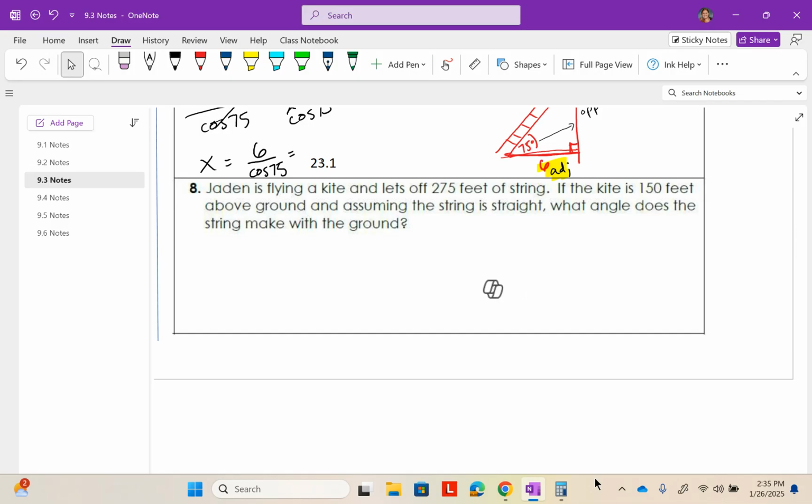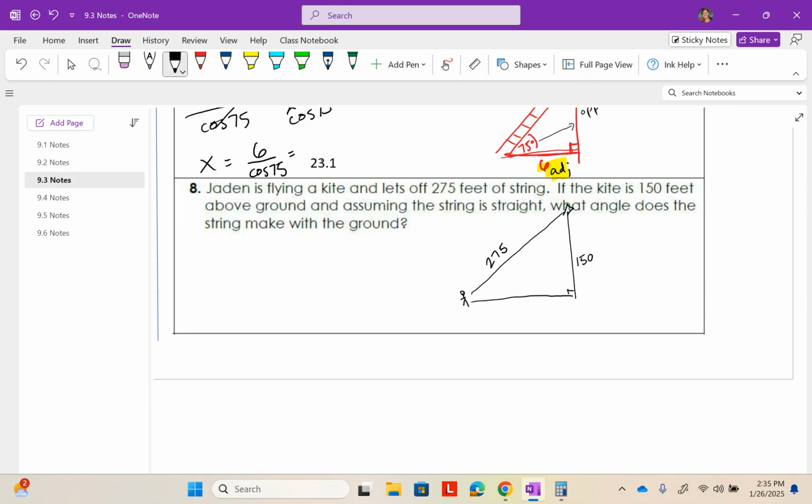Jaden is flying a kite and lets off 275 feet of string. The kite is 150 feet above the ground. Assuming the string is straight, what angle does the string make with the ground? Okay, good. So, here we go. Here is Jaden. He's flying a kite. Oh, Jaden's huge. Let me make him smaller. 275 feet of string. And the kite is 150 feet off the ground. I assume Jaden's even smaller than that, but whatever.